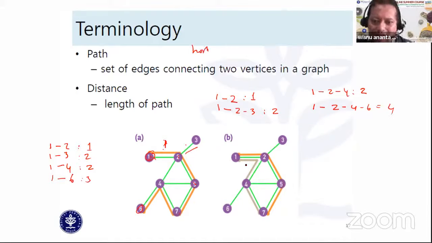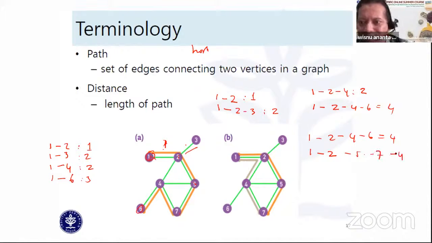For example, you can go to 6 from 1 to 3 to 4 to 6. This is length 4. But you can also go 1 to 2, then 5, then 7, then 4, then 6. This path is 1, 2, 3, 4, 5. Oh, sorry, this is 3. So this path actually is the same.